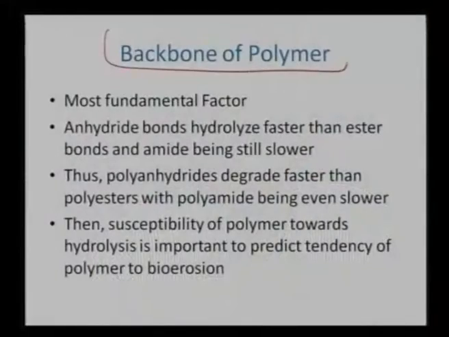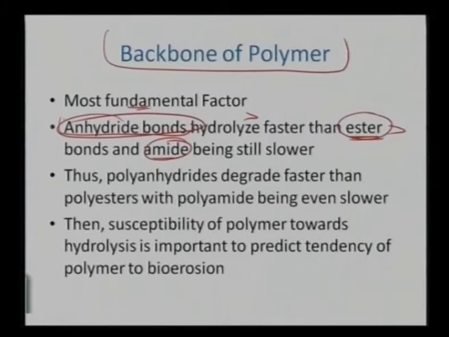The backbone of the polymer, in deciding the biodegradability or the overall disintegration of a particular polymer, is one of the most fundamental factors, and in certain cases it is dictated by the chemical nature of the polymer. For example, anhydride bonds will hydrolyze much faster. The hydrolysis rate of anhydride is much faster than that of ester, and ester's degradation rate is much faster than that of amide. So anhydride bonds hydrolyze very rapidly, and thus they will degrade at a much faster rate.